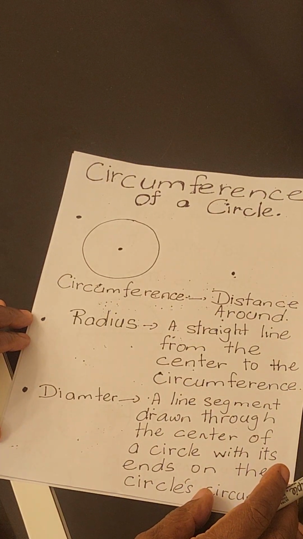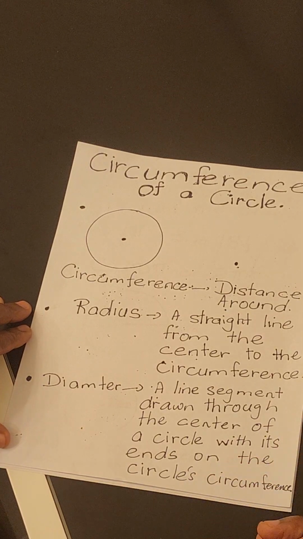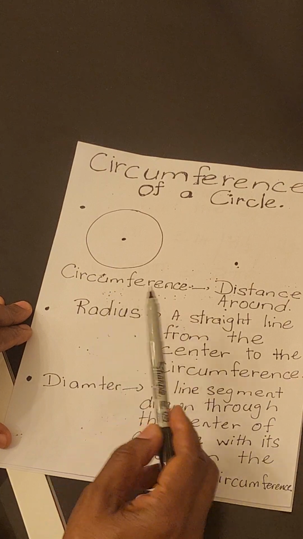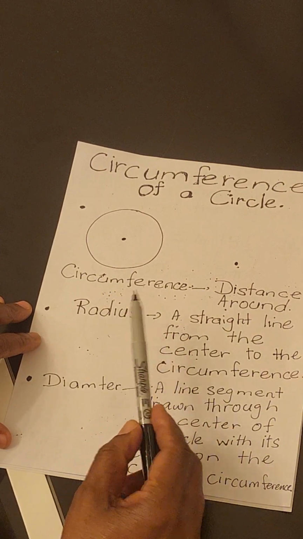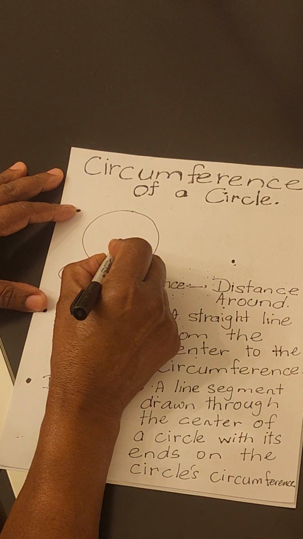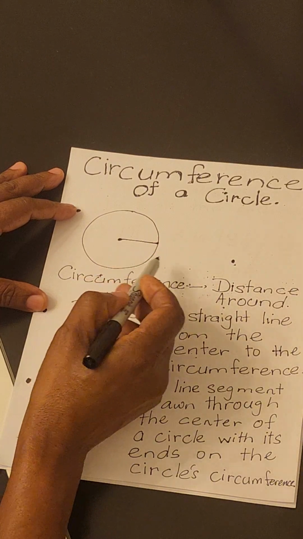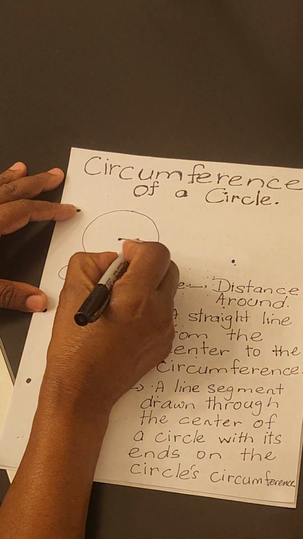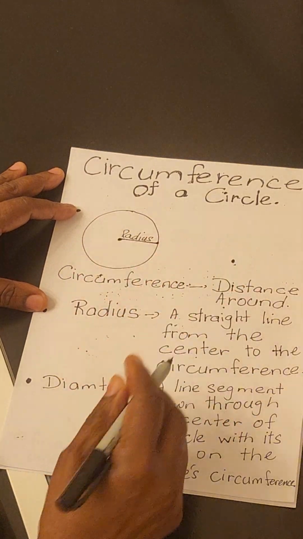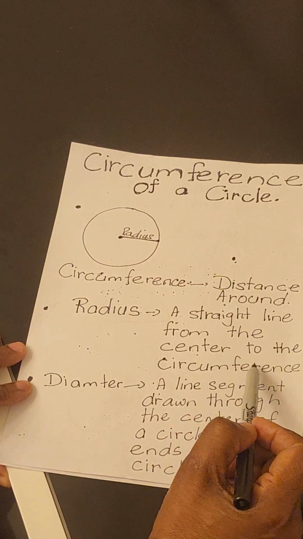Now, before we find the circumference, or before we even discuss the circumference, there are certain terms that you would have to be familiar with. For example, the radius. The radius of a circle is from the center here to an end of the circle, or an end of the circumference, right? So this is the radius. R-A-D-I-U-S. Okay, so the radius is a straight line from the center to the circumference.